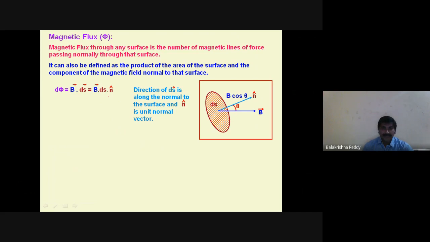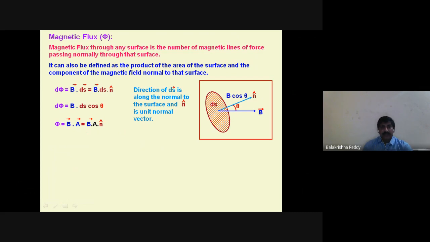Now, the direction of dS is along the normal to the surface, and n cap is a unit normal vector. Therefore, dΦ equals B dS cos theta. Now you can write Φ equals B · A, which equals B A n cap. This n cap is a unit vector which denotes the direction of the face of the area.